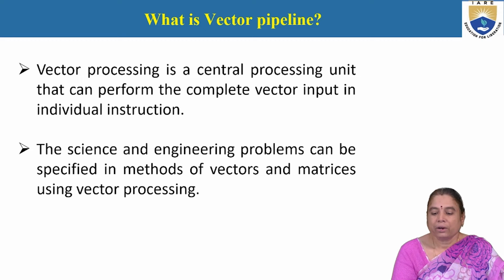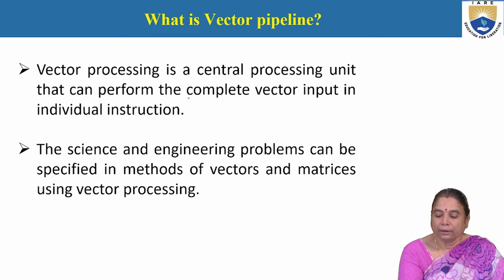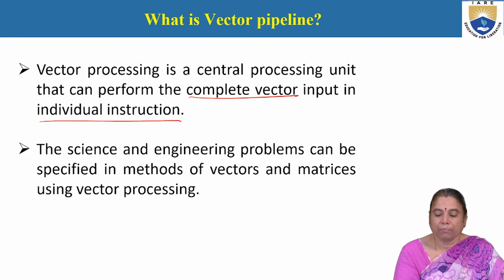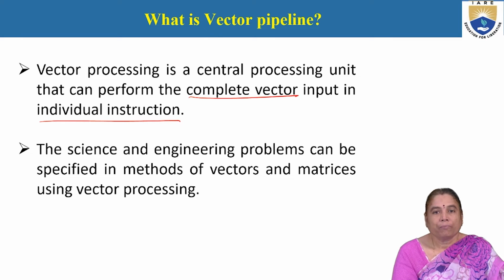The second definition: what is vector processing? Vector processing is a central processing unit capability to perform a complete vector input in an individual instruction. The input can be the complete vector for processing. Science and engineering problems can be solved or implemented by using vector processing. With the help of matrices and vector processing, scientific and engineering applications can be implemented easily.